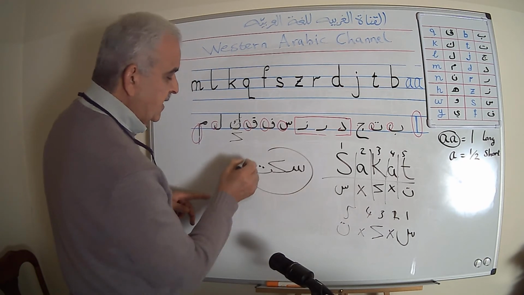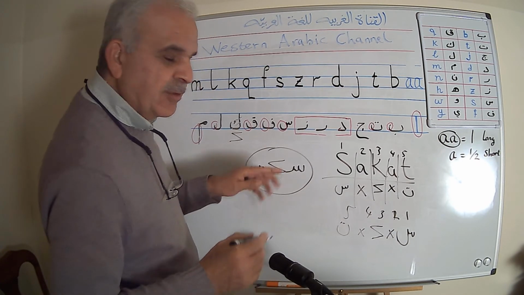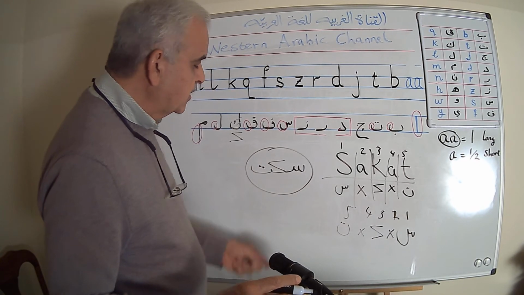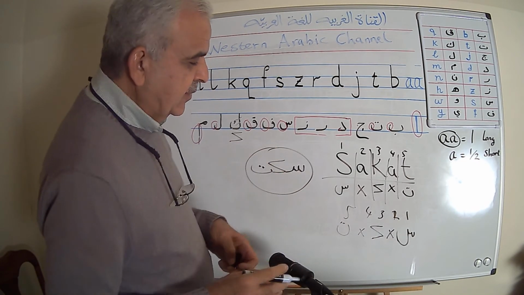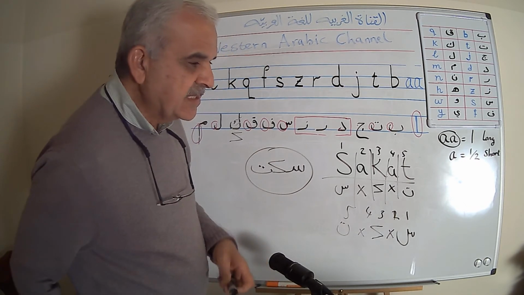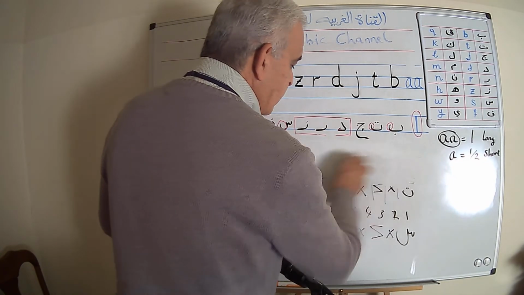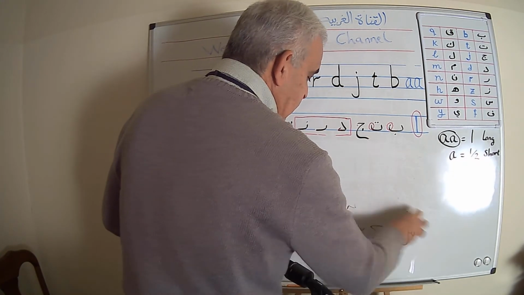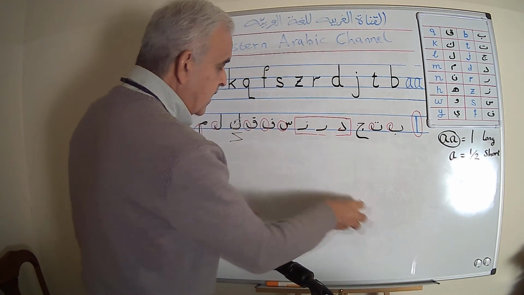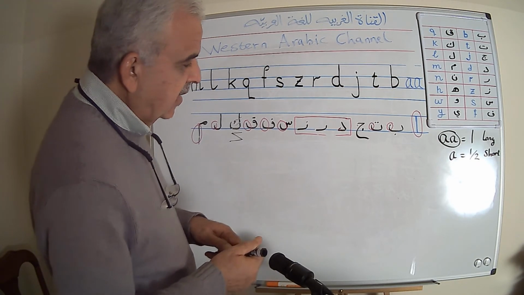So this is the word, the verb sakat. Sakat. You find it anywhere in Arabic books. It's sakat. Okay. So this is, let's take only a longer example. For today, we learn how to connect Arabic letters and how to build the Arabic word.